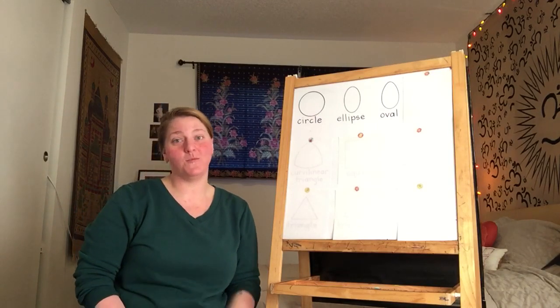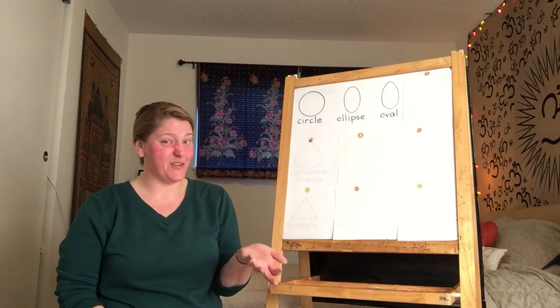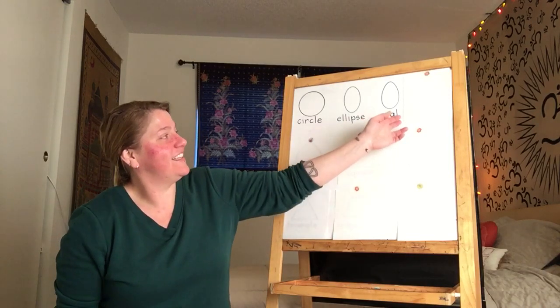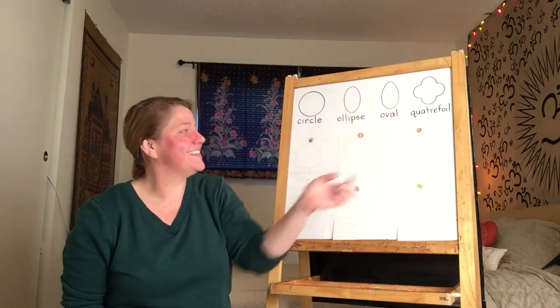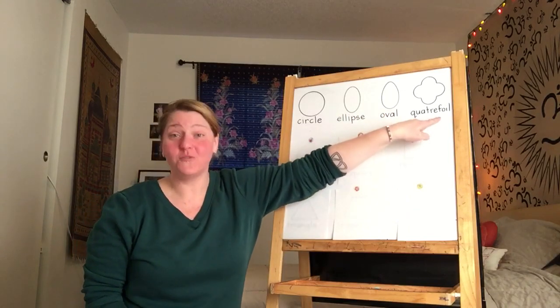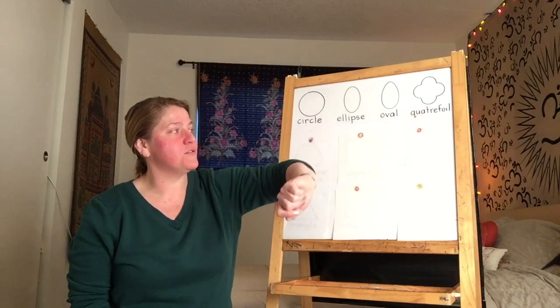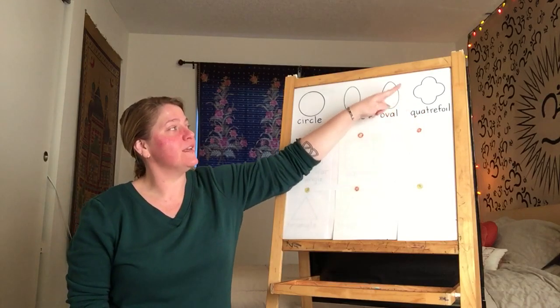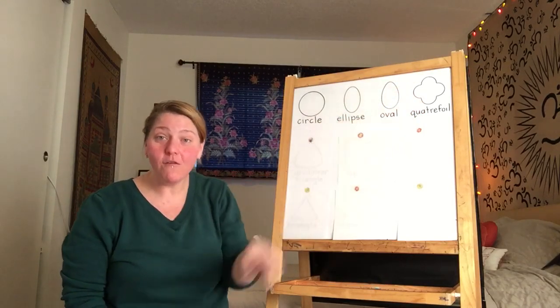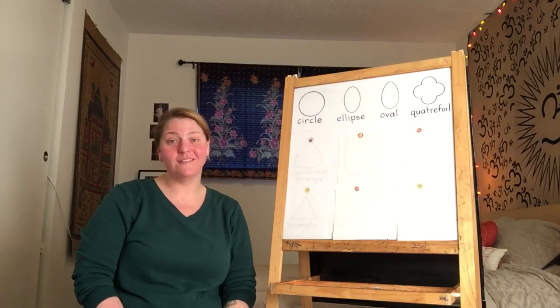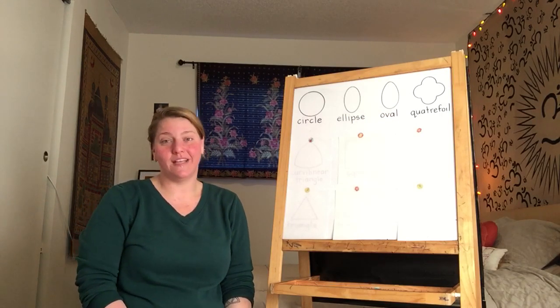Now the next shape is one of my favorites, and I think most of you know it's my favorite. It's the quatrefoil. It's one of my favorite words to say. And I love the quatrefoil because it reminds me of a four-leaf clover or a flower. And it's just a fun shape and a fun word to say.